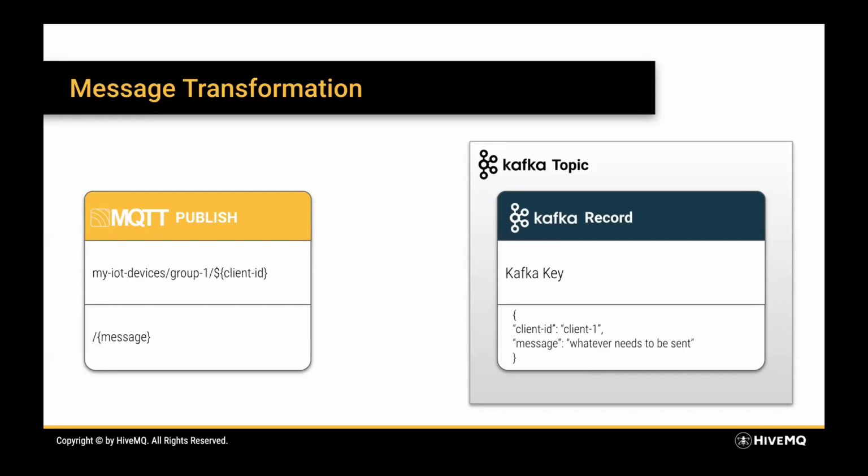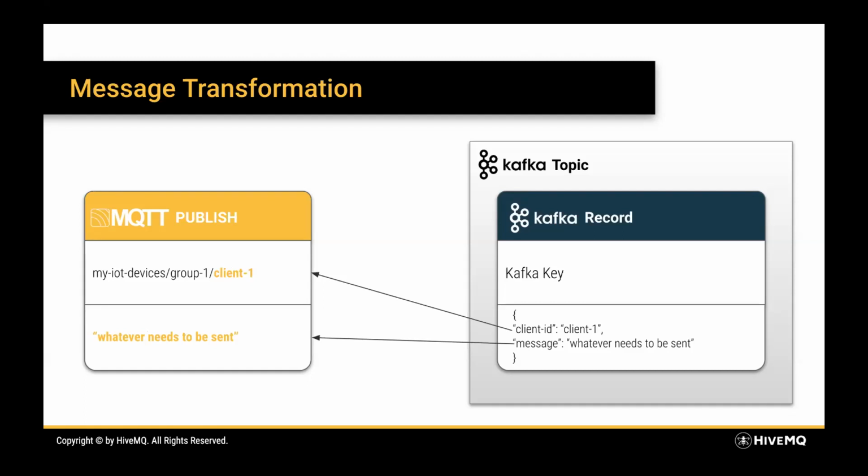Or we have a closer look at the Kafka value. So if we have something like just here, a client ID and a message, we can also use this to create our MQTT publish. If you have a look at the MQTT publish, you see something like a $ sign and some brackets, and data variables in the HiveMQ Enterprise extension for Kafka. That means they are replaced at runtime with the data that is coming from the Kafka record. So in this case, we will replace the client ID with client 1 and the message with whatever needs to be sent.